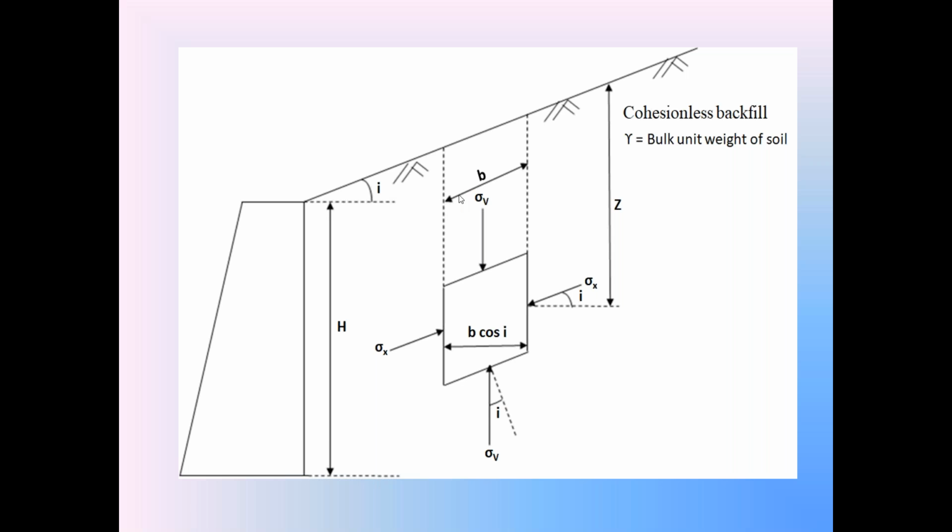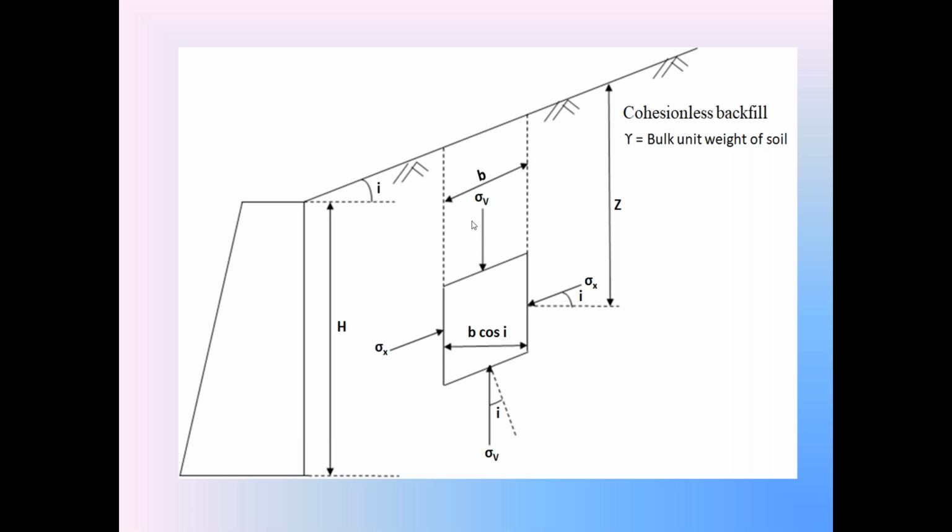With horizontal, the inclined width making the angle i. So the horizontal width is b cos i. The inclined width small b with horizontal, because this inclined width is parallel to the top of the soil slope. With horizontal, this inclined width b making the angle i. So the horizontal width is b cos i.